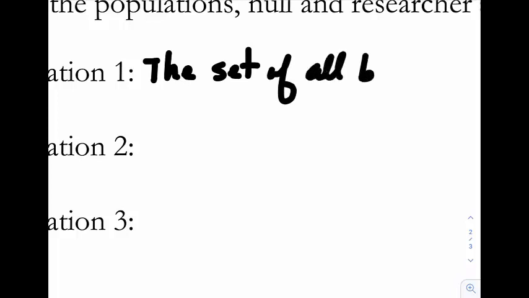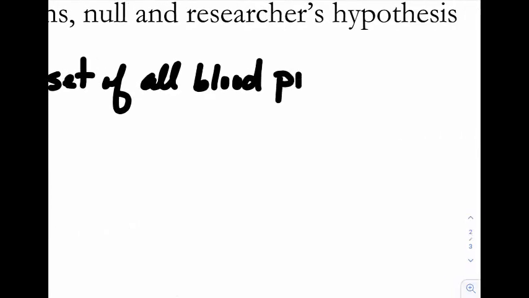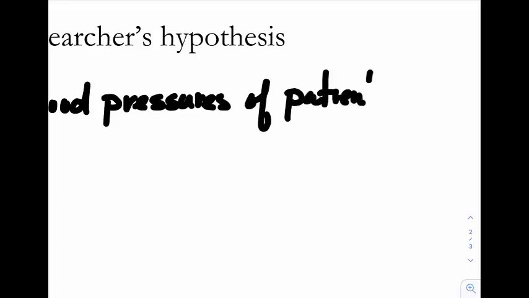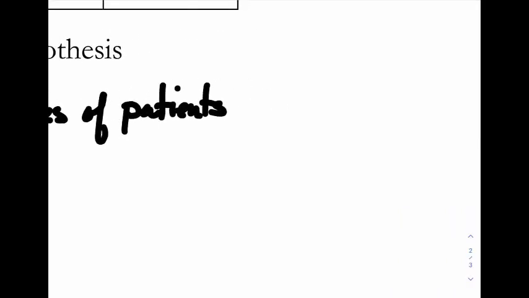This is the set, again, the set of all blood pressures, and I'm just assuming the top number, of patients, and we'll list it here. So for group 1, it says given or using the medication.